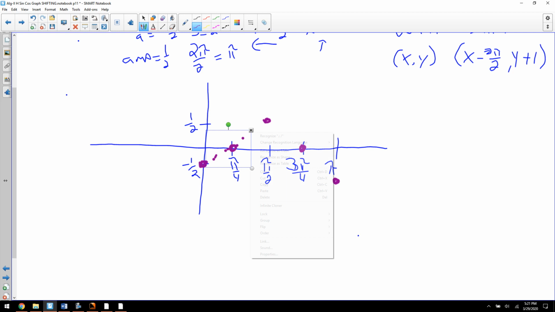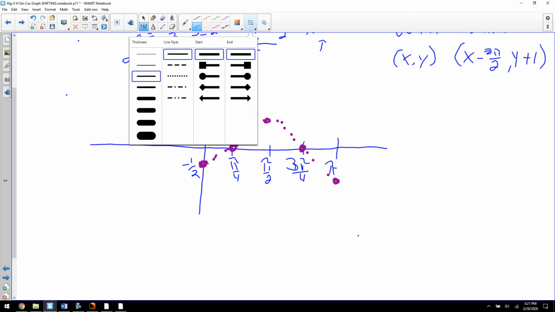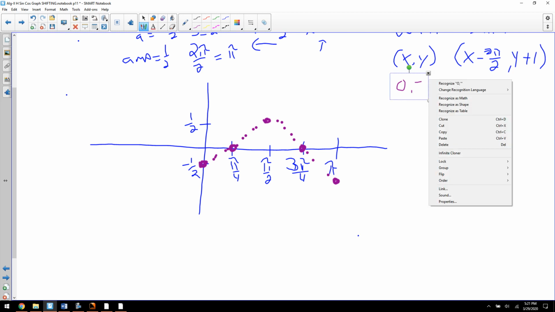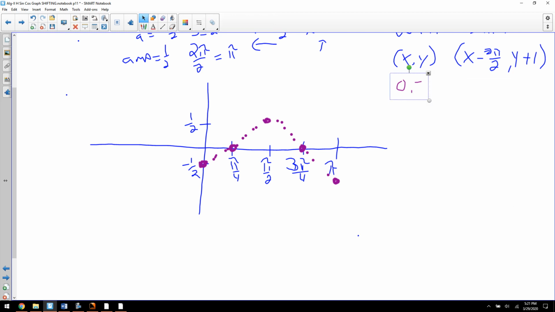And this becomes my, okay, can't even draw a dotted line anymore. There we go, I guess, whatever. And it gives you your ordered pairs. So your originals, we are at 0, negative 1/2. This is very annoying. And then we're at pi over 4 and 0, pi over 2, 1/2, 3 pi over 4, and pi. Those are all my parent function points.